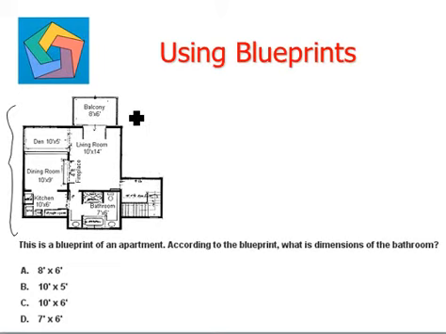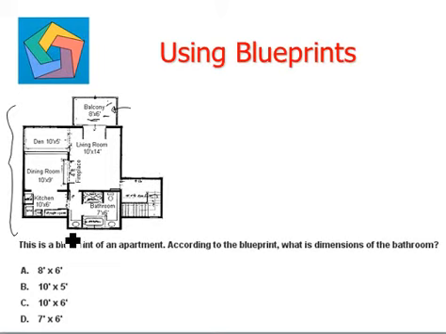Now we see that this is a balcony and its dimension is written right here. So the area is written, that is balcony, and the size is written. So this is how we can find out the dimension of any particular area in the blueprint of a house.